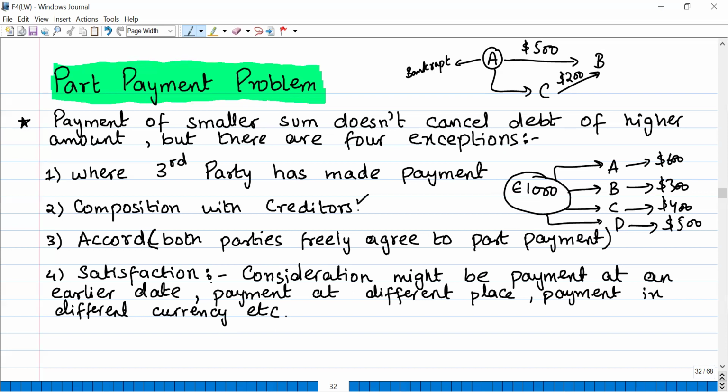Satisfaction. Satisfaction means consideration might be payment at an earlier date, payment at a different place, payment in a different currency. Very important. For example, A has to pay B $500, and the due date for the payment is 15 January. Now B requested A to pay on 10 January, and you can pay me $400. So the due date is 15 January, and A has to pay $500. But because B wants the payment at an earlier date, that $400 made by A at the earlier date will cancel the whole $500 debt.